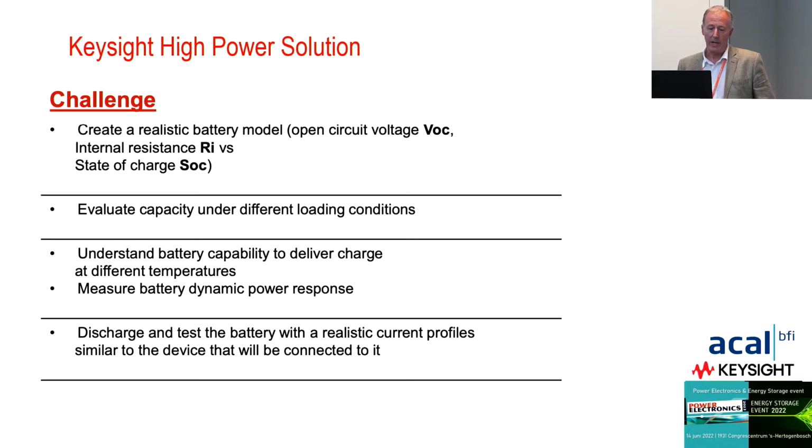We need to evaluate that capacity under different loading conditions. So is it a fairly static drain of the current, or is it a very dynamic current drain curve? And we need to understand the battery's ability to deliver charge through different temperatures. So again, you can use this model to effectively show this over different temperature ranges. And then we need to discharge and test the battery with realistic current profiles, even if you haven't got the device. Again, that needs to be repeatable.